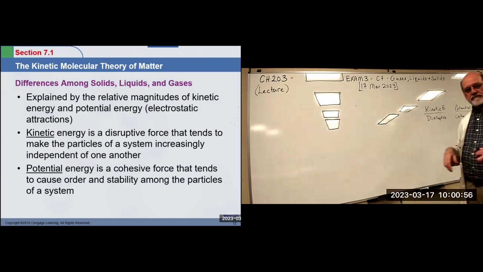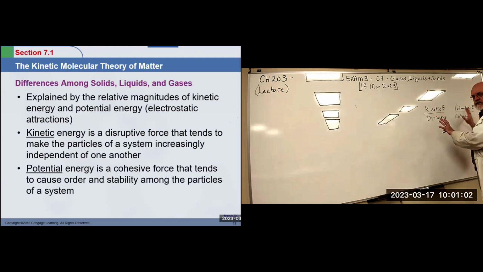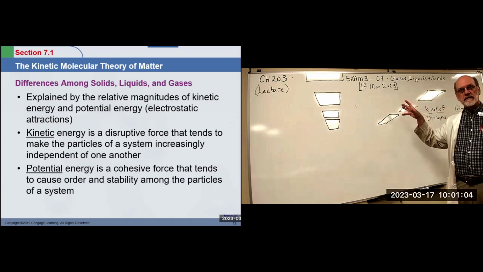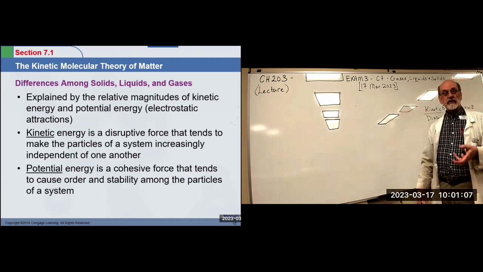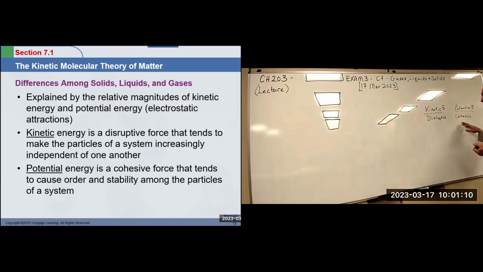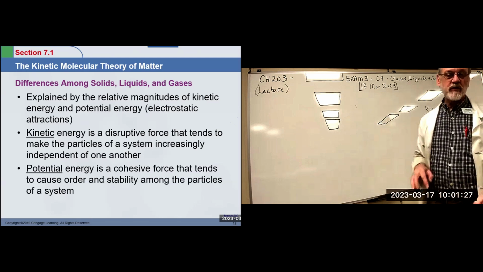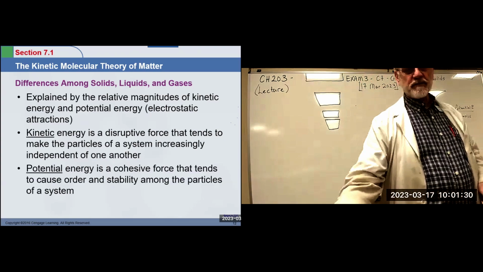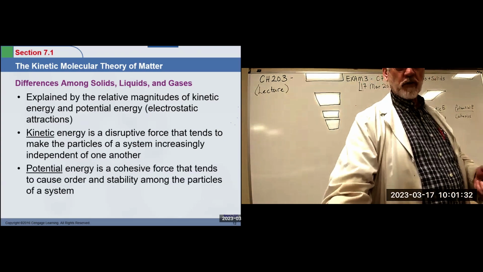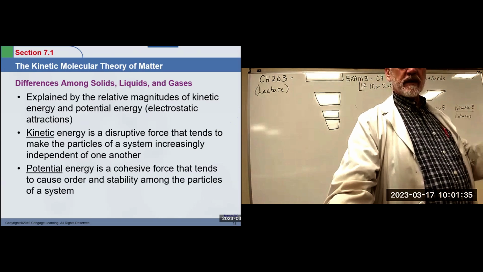So the battle is between, if you have enough kinetic energy, it'll overcome all the cohesive forces and the particles will be more independent, further apart. Now we're talking about gases. Whereas if the cohesive forces are the majority, then they win and hold the atoms, the particles together, and now we're talking about a solid. And if they're roughly balanced, we're talking about a liquid. So that's where we're headed with this. The battle between disruptive and cohesive forces determines whether we have a solid, liquid, or a gas.